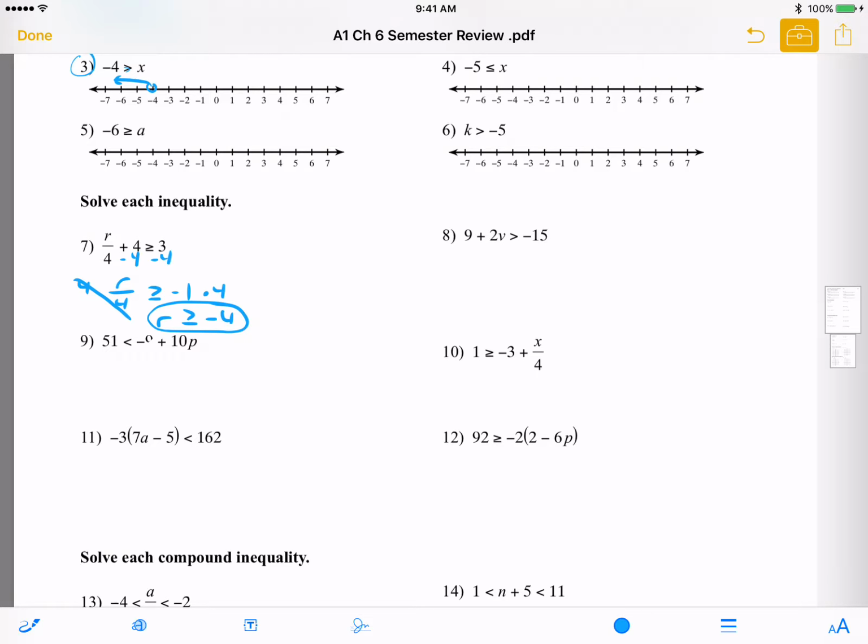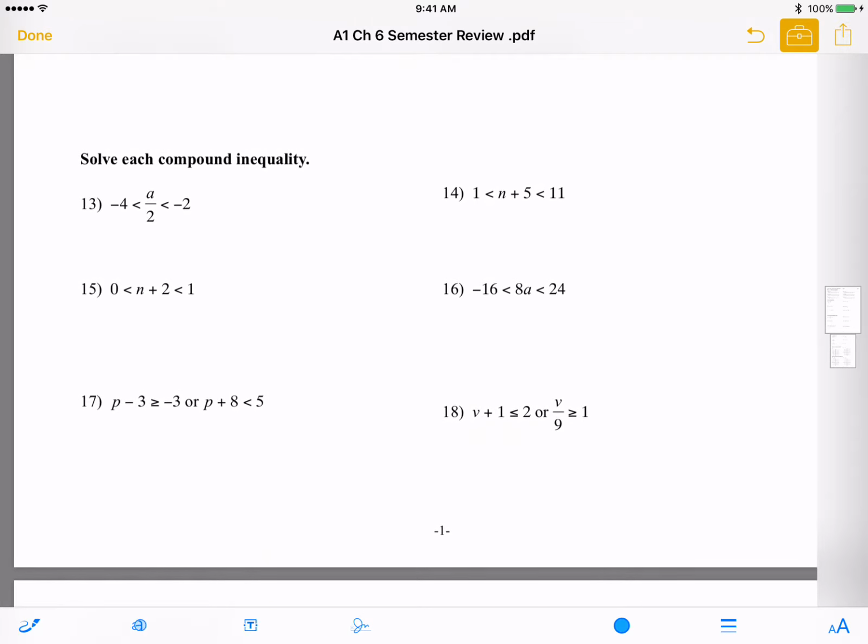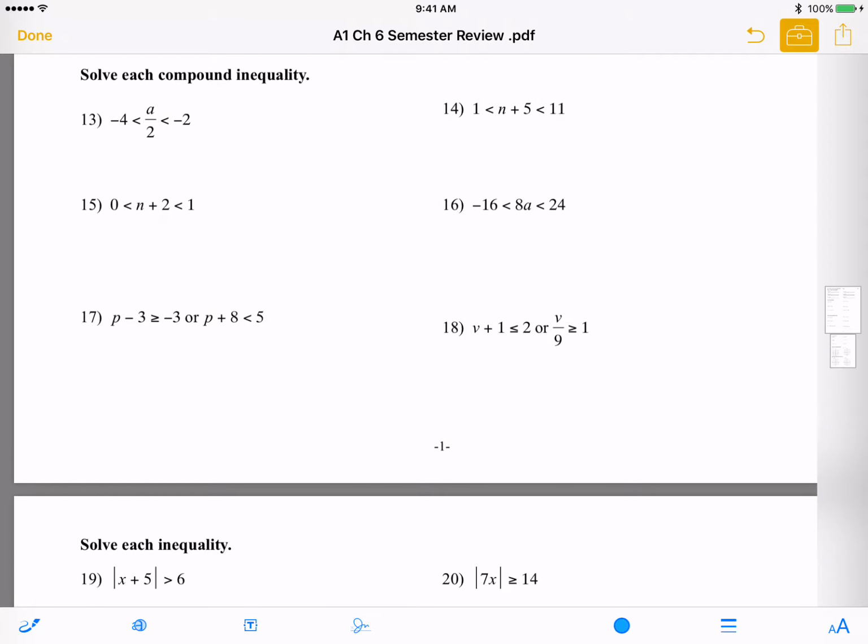Alright, all you got to do for number 7 through 12, solve for those p's, solve for those r's, get them all by themselves. Alright, great. So you guys can go through number 12. Number 13, 14, 15, 16 are and compound inequalities.